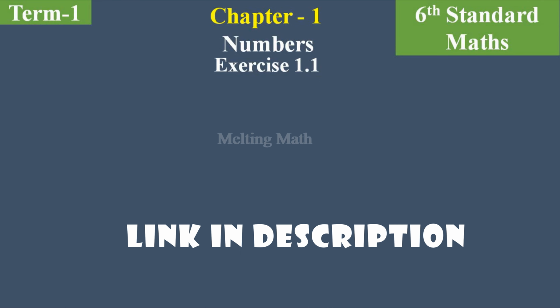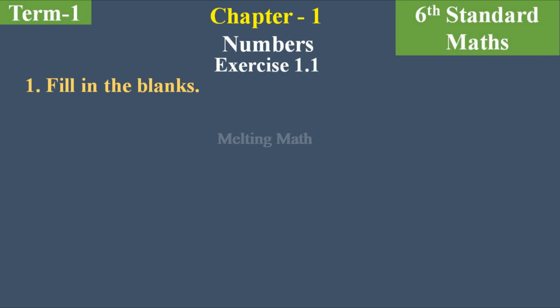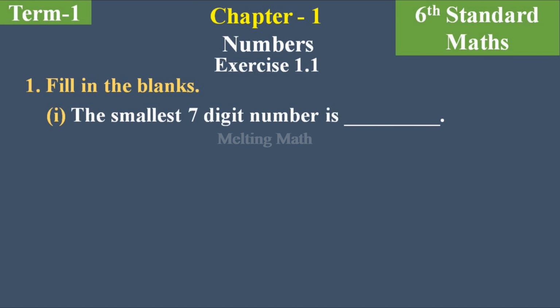So let's get involved in it. Fill in the blanks. Let's see the first one. The smallest 7-digit number is dash. Just observe the question. Here they asked for the smallest number, and the number of digits asked is 7.